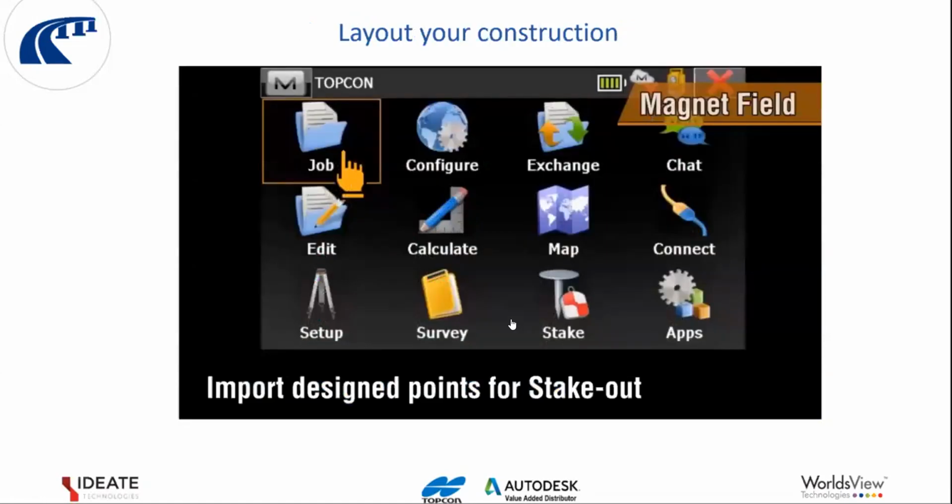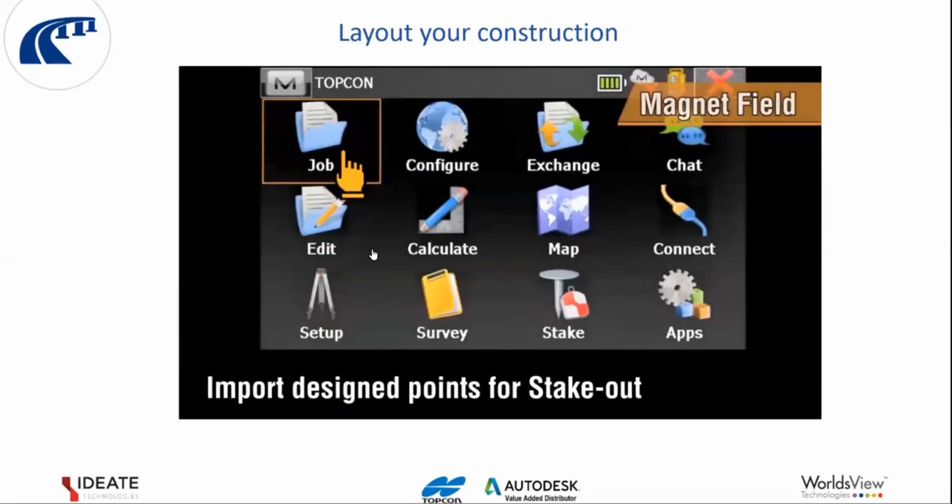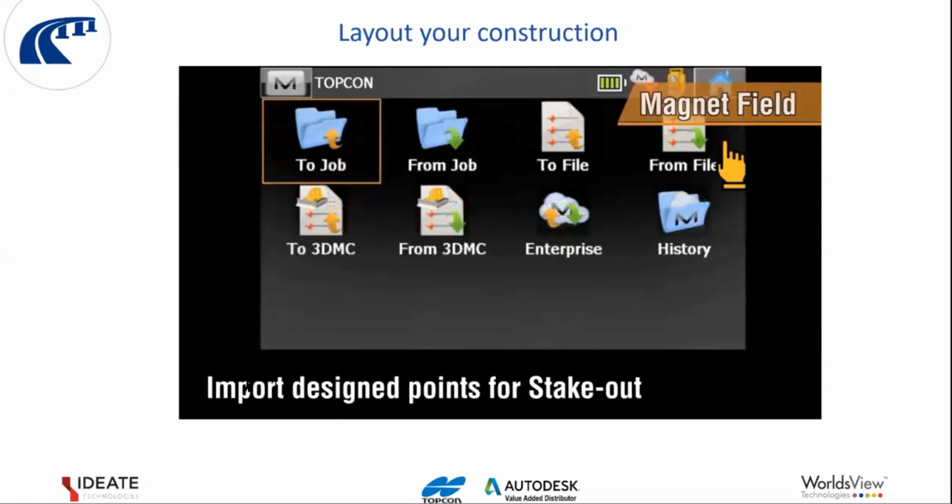So the following step is to lay out the construction. In this video, we will see step by step the workflow of staking out points using GT Robotic Total Stations. So I'll start with importing design points to lay out. To do so, the Magnet Field menu is very friendly, very easy. You click Job, then you choose from where you want to import your file.